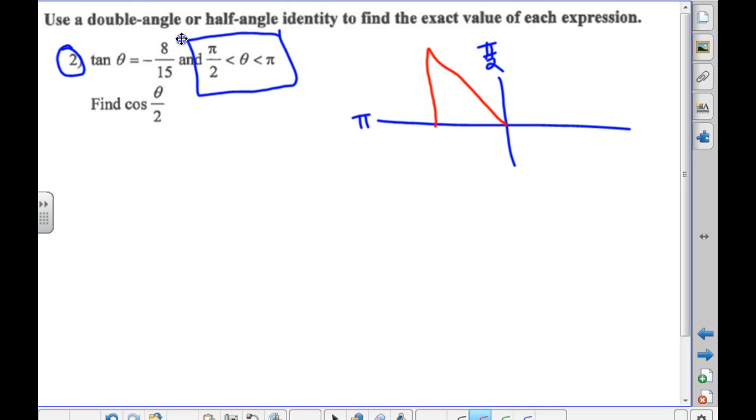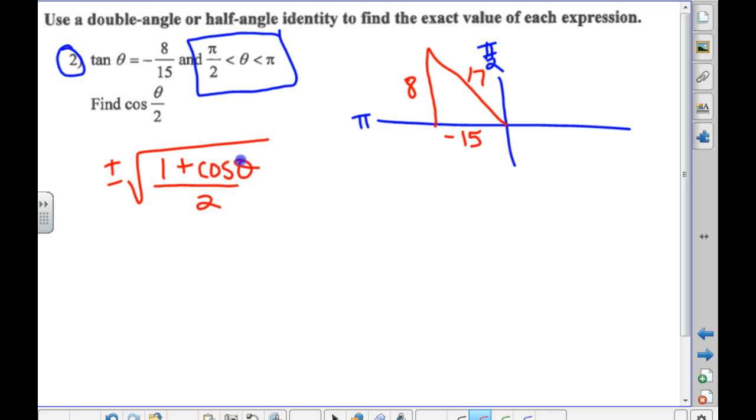The tangent is opposite over adjacent. We need to make a determination about which one of those was negative. Cosine's negative, or x is negative. And anybody know this Pythagorean triple? Okay, you guys are good at this. All right, the formula for cosine is plus or minus the square root of 1 plus cosine over 2. Is that right, guys? Yeah, that's correct.